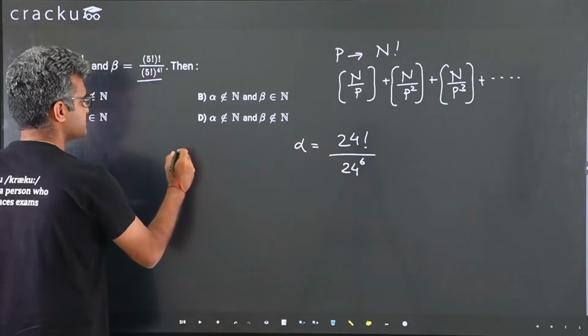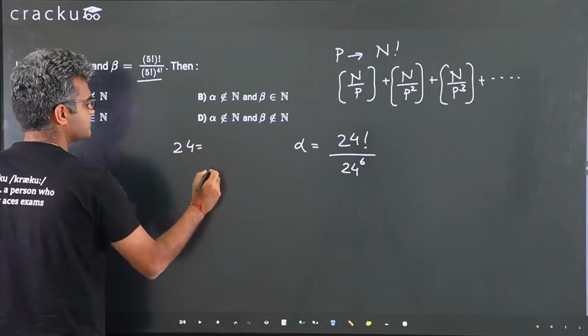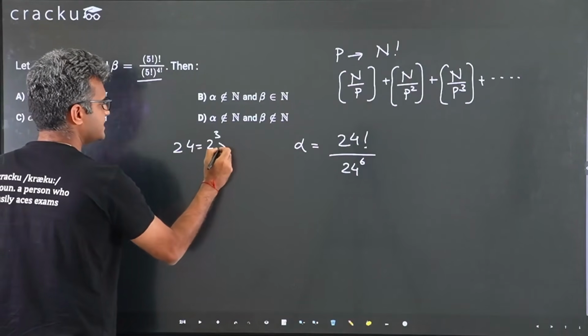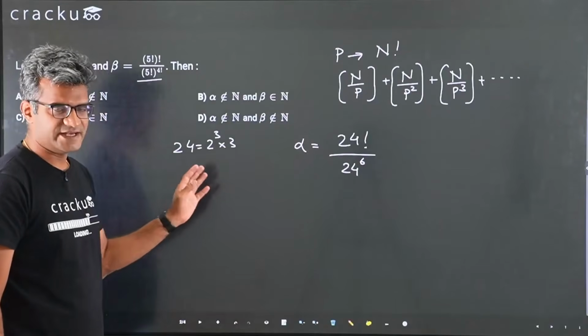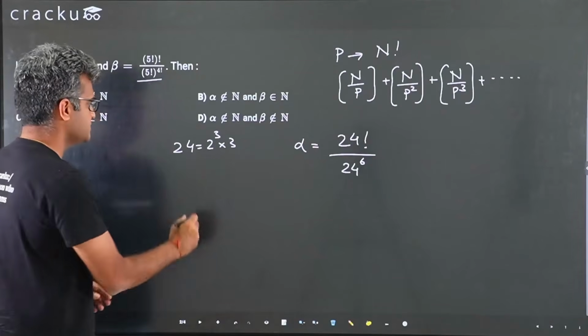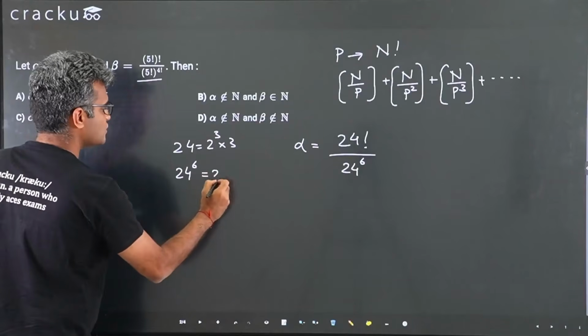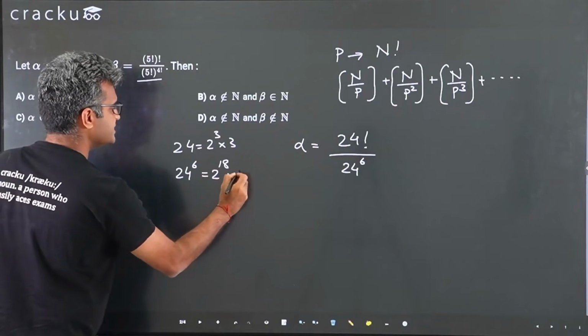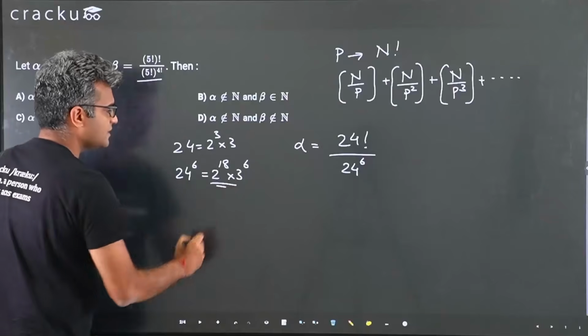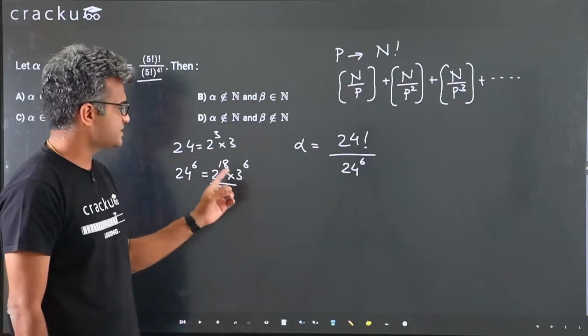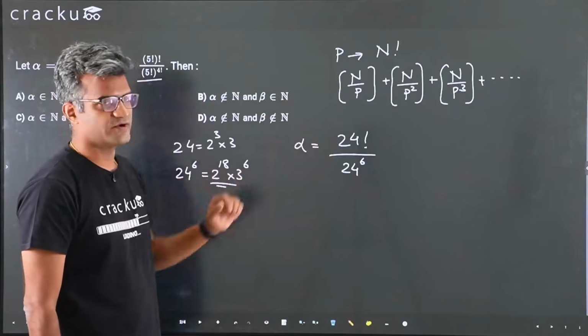What is the prime factorization of 24? The prime factorization of 24 is 2 cube into 3, because 24 is 8 into 3, which is 2 cube into 3. So 24 to the power 6, which is the denominator, is 2 to the power 18 into 3 to the power 6. What we have to calculate is what is the highest power of 2 in 24 factorial.